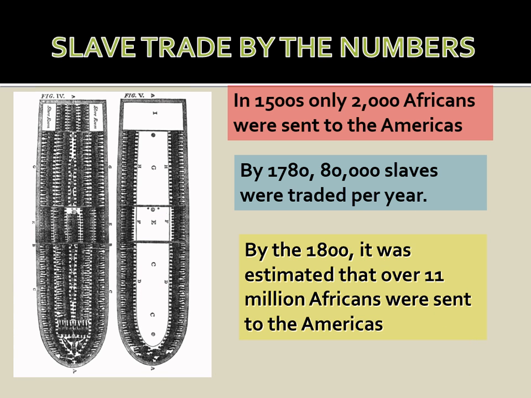And then by the year 1800, it was estimated that over 11 million slaves were sent to the Americas. And you have to ask yourself, what big change happens in the late 1700s and early 1800s? Well, quite simply, that's the American Revolution. And because the Americas are now free from Great Britain by the late 1700s, many of the southern states and southern plantations were using slaves on their plantations to turn a profit.